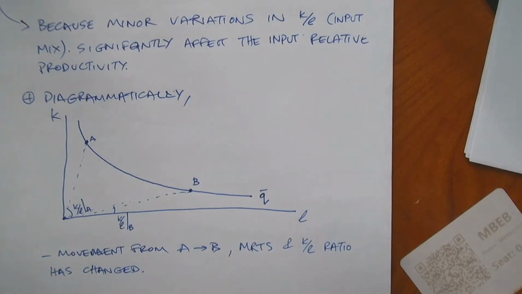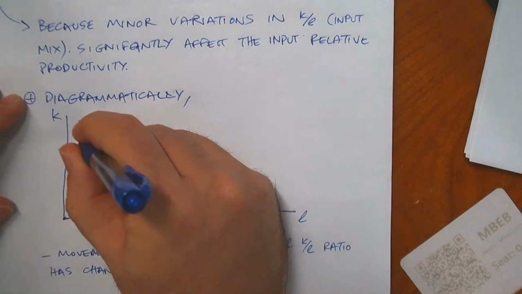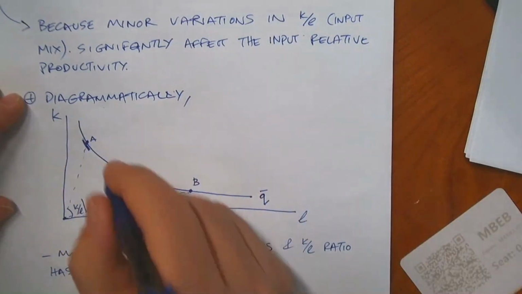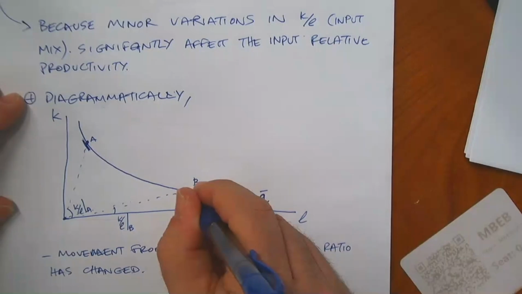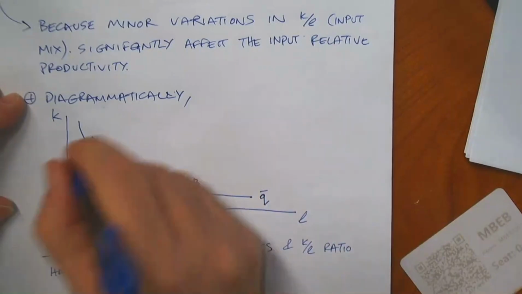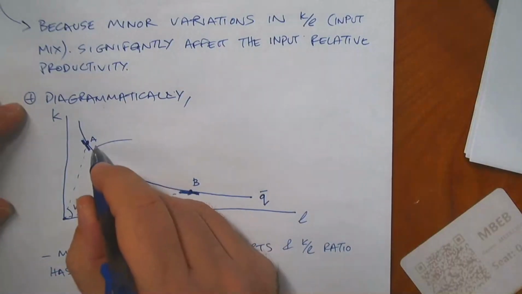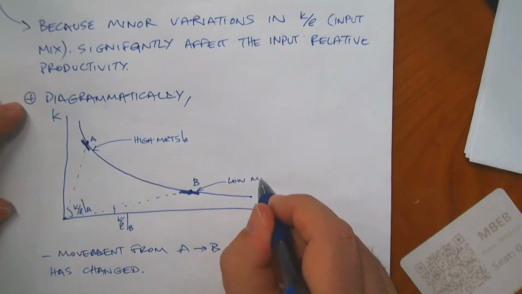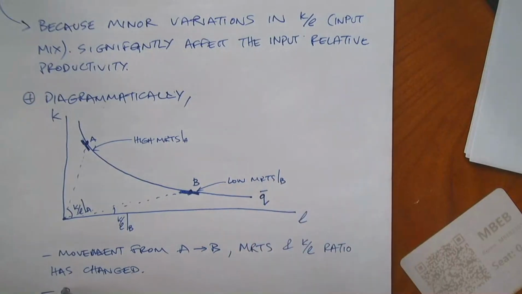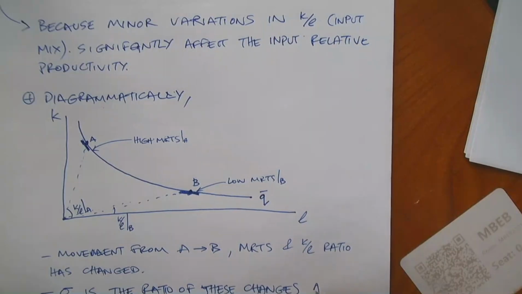Okay, how is the MRTS measured? So here is the MRTS slope, effectively. This is the slope for point B, the line that is tangent to the isoquant, right? High slope for point A, okay. Low MRTS for point B. So sigma is simply a ratio of these changes as an elasticity measure, which means as a percent change measurement, right?